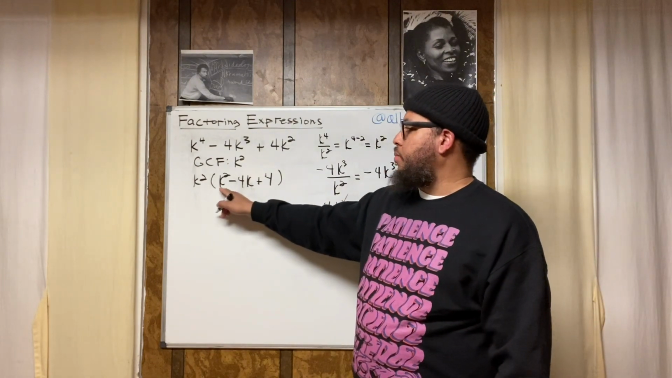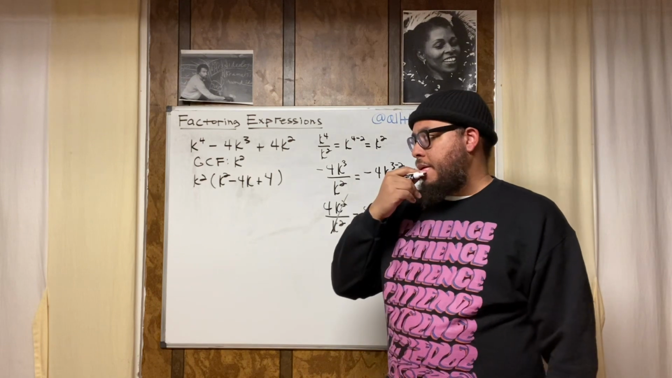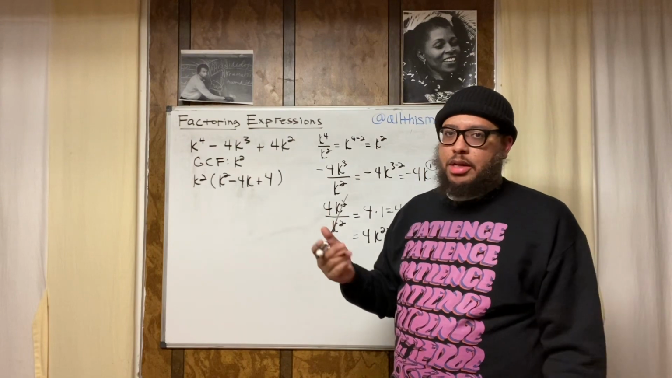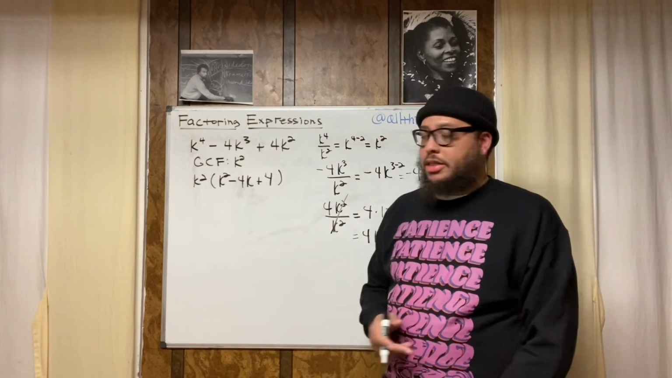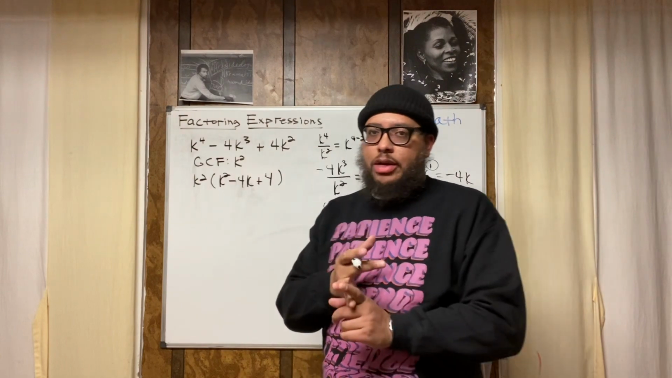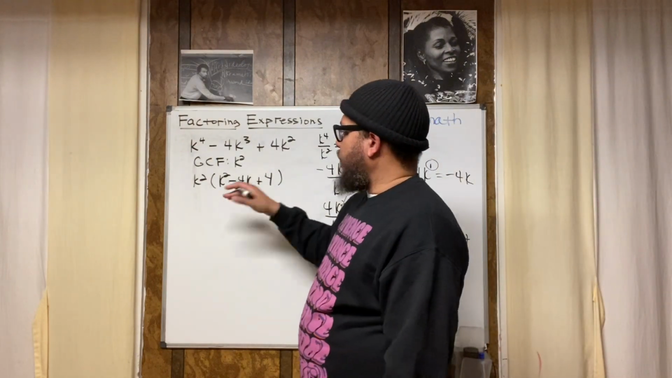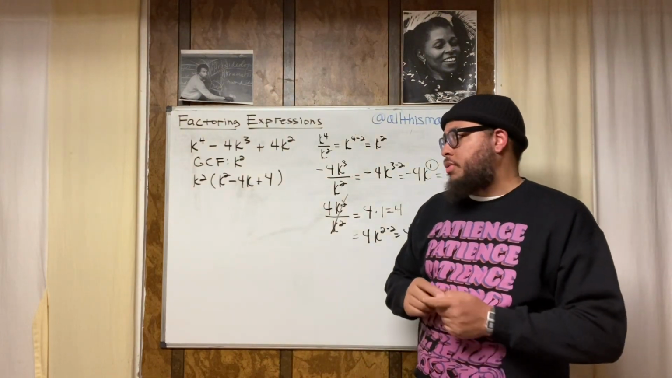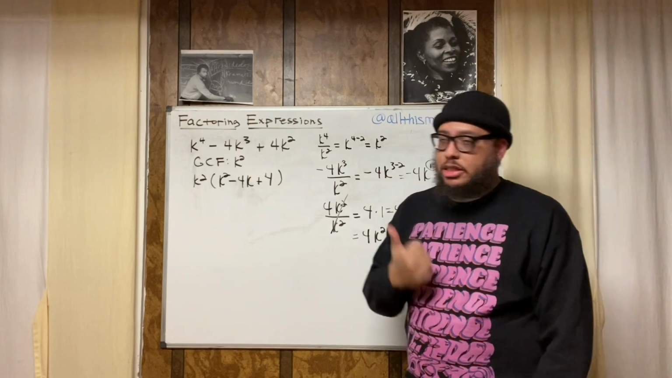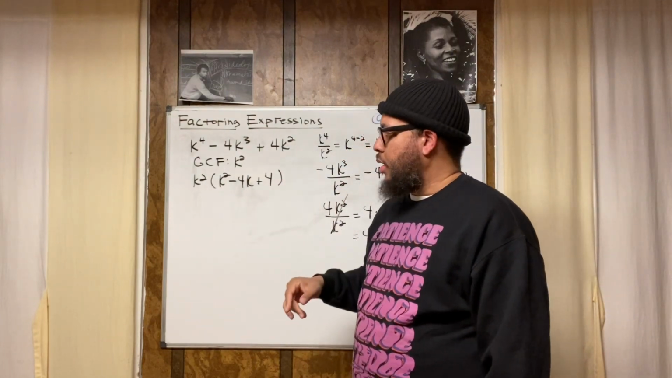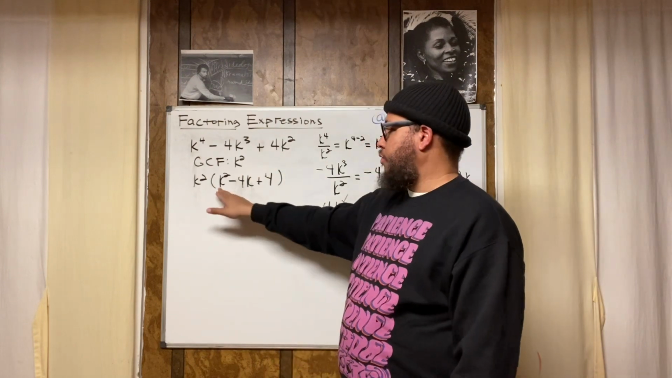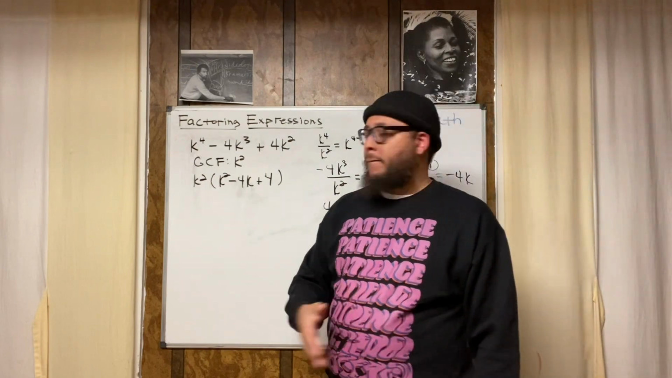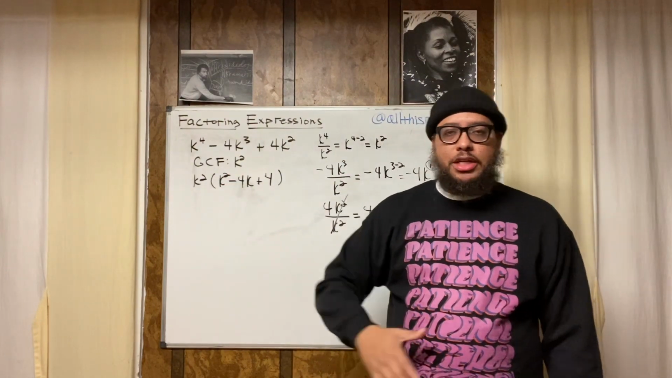Why? Because this is called a perfect trinomial square, or some people call it a perfect square trinomial. I don't know which one is right. I think they're both right. They both refer to the same thing. However you want to call it. How do I know it's a perfect square trinomial? Because for one, it's a trinomial. That's number one. It has 3 terms. Also, the first term and the last term are both perfect squares.